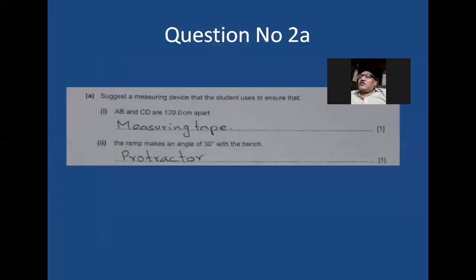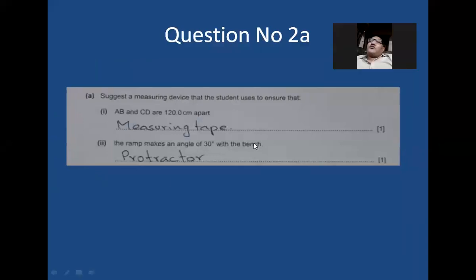So this is how you do question number 2A part: a measuring tape and a protractor. Sorry, with the help of the protractor, I said set square. You know the set squares in your geometry box, there are two set squares. One is a little smaller and the other is comparatively bigger. The bigger set square has three angles in it: one angle is 90, one angle is 60, and one angle is 30. So you can use that set square.